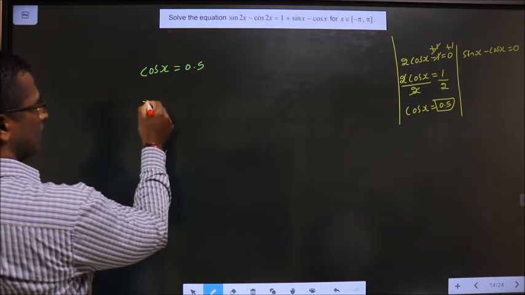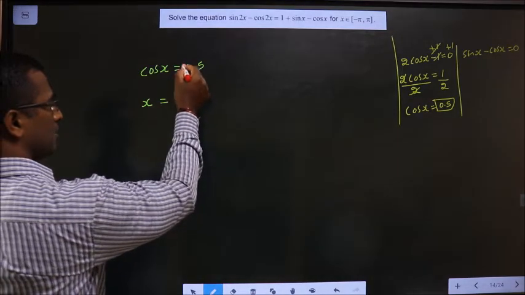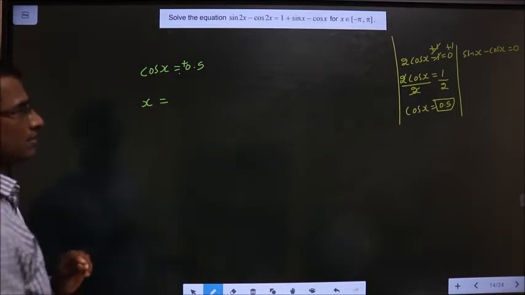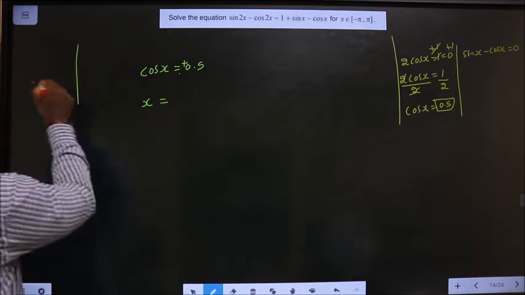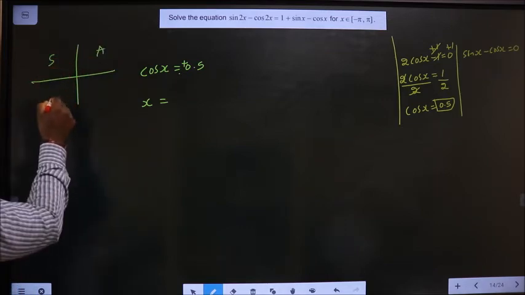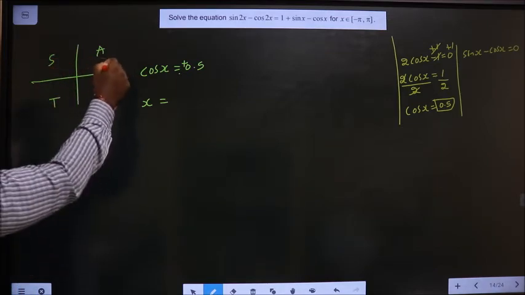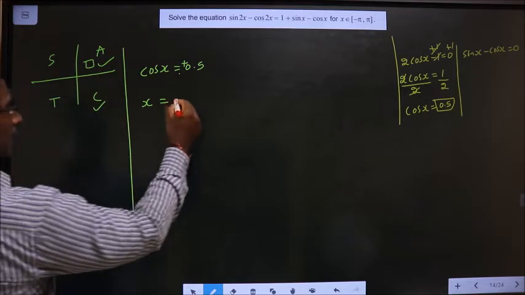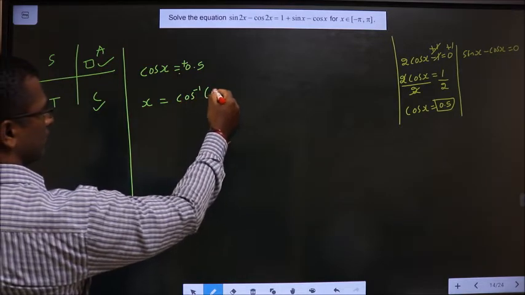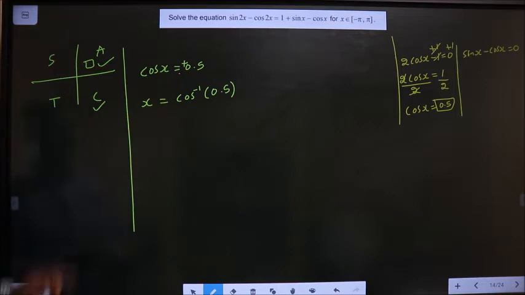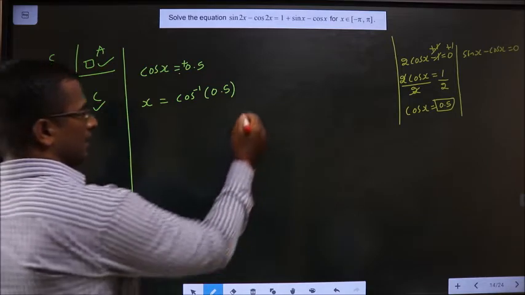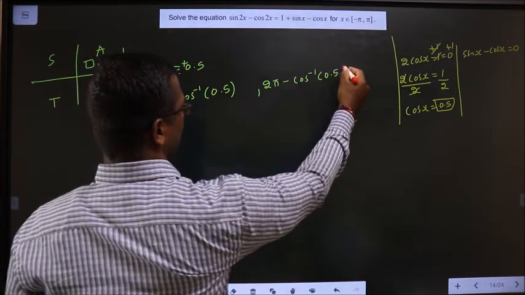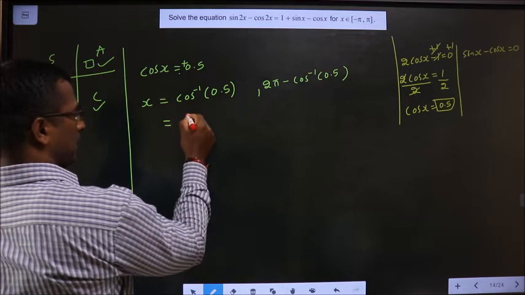Now to get the values for x, here it is positive. So I should check in what all quadrants is cos positive. It's like all silver tea cups. Cos is positive in first and fourth. So to get an angle in the first quadrant, it is directly cos inverse of 0.5. To get an angle in the fourth quadrant, it is 2 pi minus cos inverse of 0.5. So this will be pi by 3.